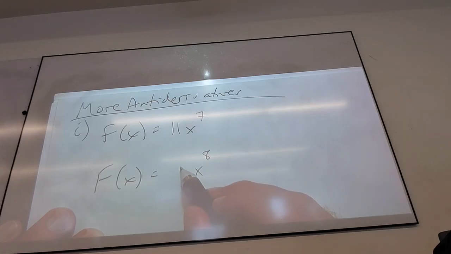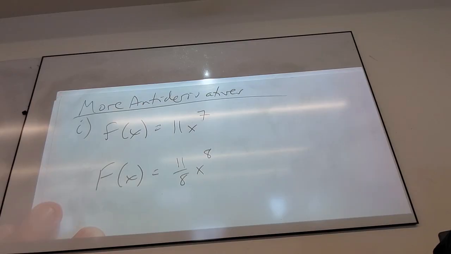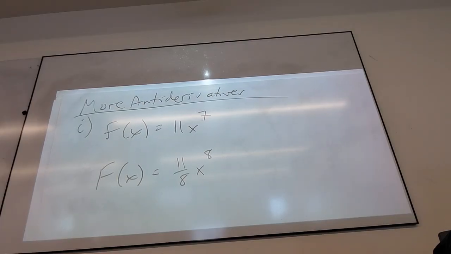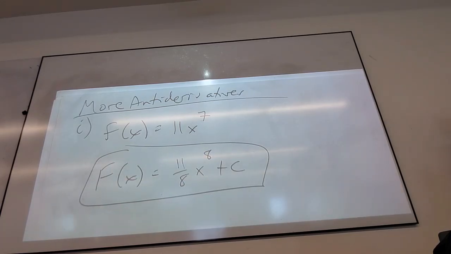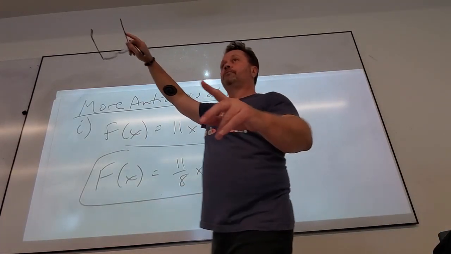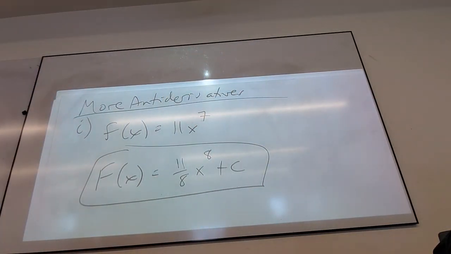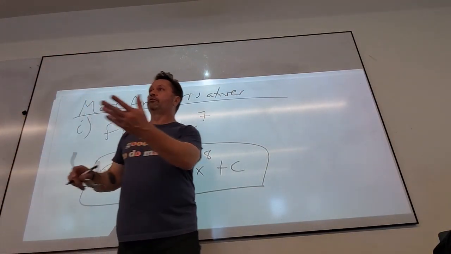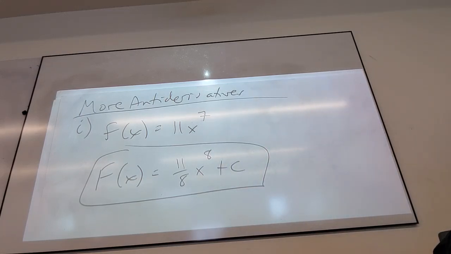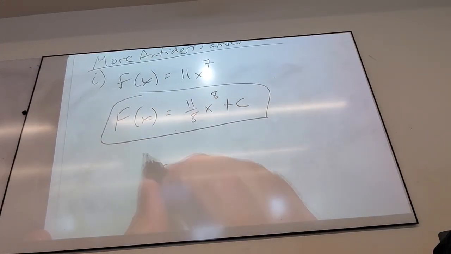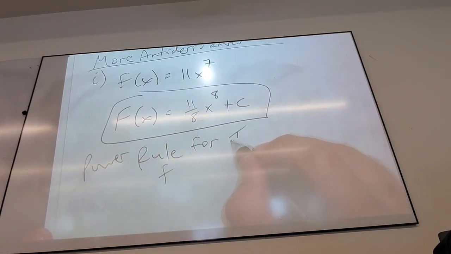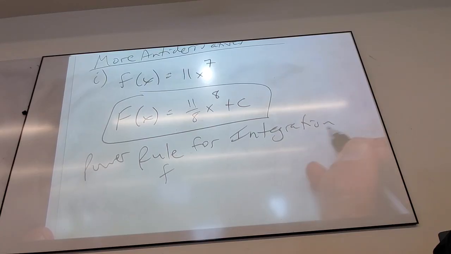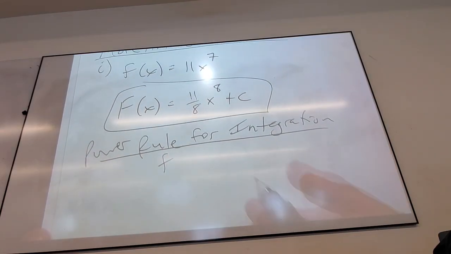So I need something here that when I multiply it by 8, it becomes 11. And of course, what else do I need? So let's do this. Let's develop a rule for the antiderivative of x to the n. Because do we have a rule for the derivative of x to the n? Yes. So let's think about this. If I'm given, Jeff, power rule for integration. It's kind of like the inverse power rule.